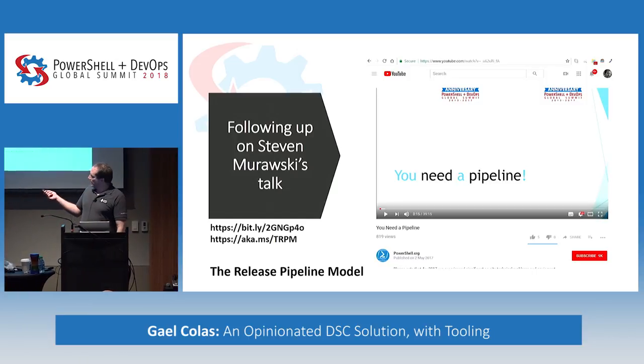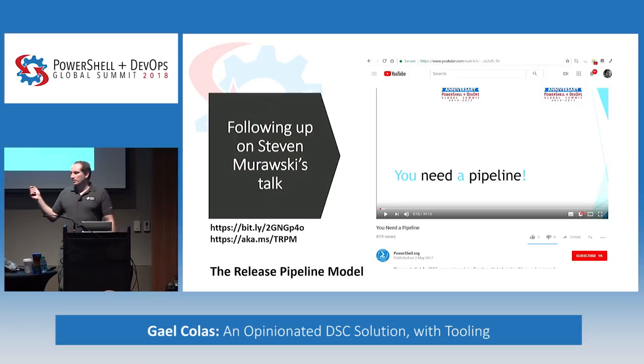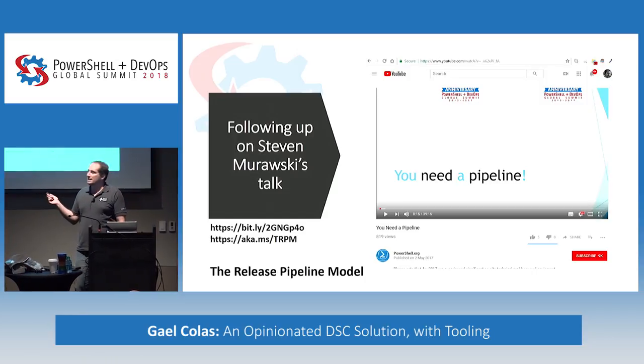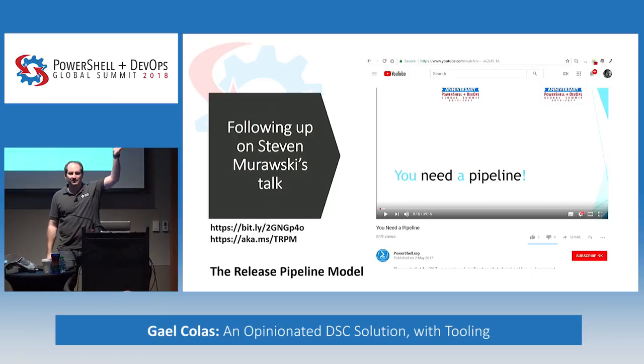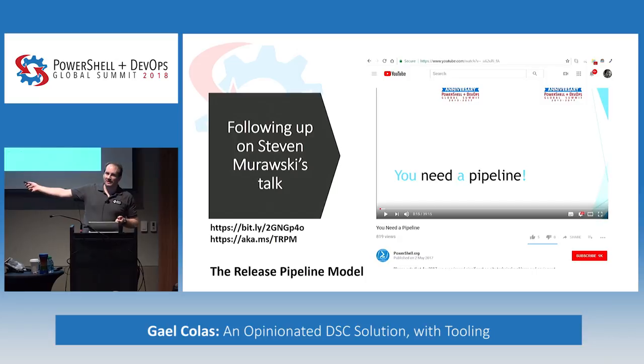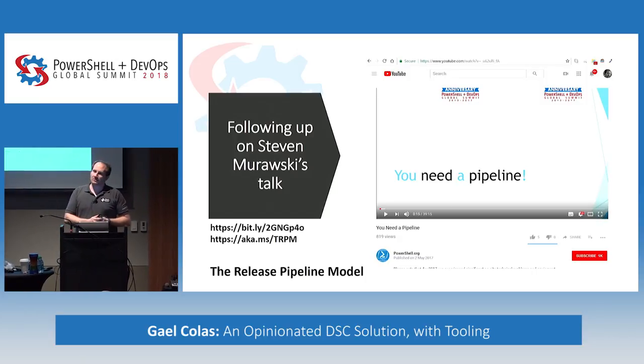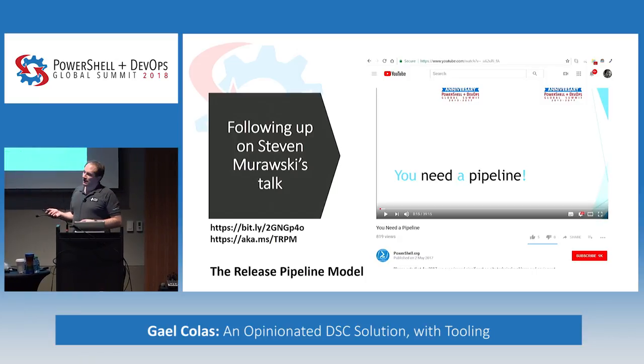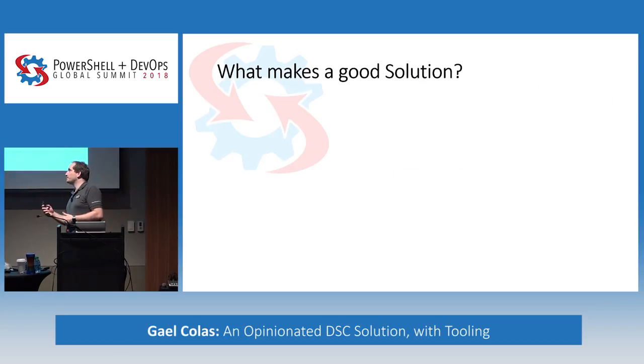Also, there's a very good white paper that he wrote with Microsoft, the Release Pipeline Model. Who's read the Release Pipeline Model? Not enough people. Everyone should have read it. Go to aka.ms/trpm and you're going to find the white paper from Microsoft. That's a very good resource, and it's exactly the concept that I'm applying today.